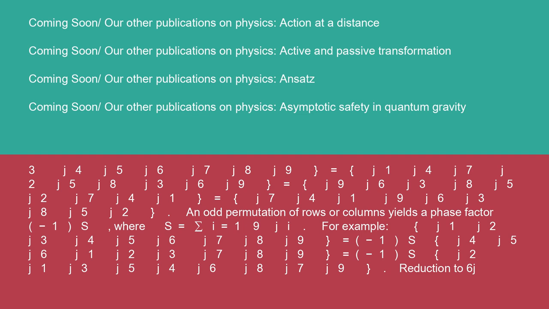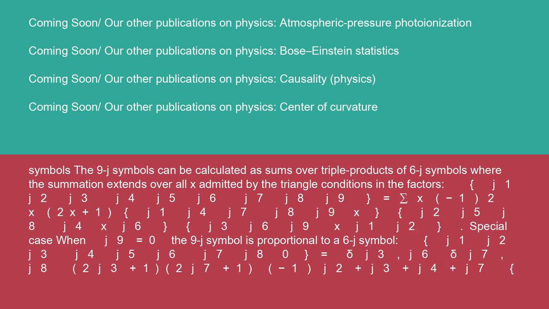Reduction to 6J symbols. The 9J symbols can be calculated as sums over triple products of 6J symbols, where the summation extends over all x admitted by the triangle conditions in the factors. The 9J symbol equals the sum over x of (-1)^(2x)(2x+1) times the product of three 6J symbols.